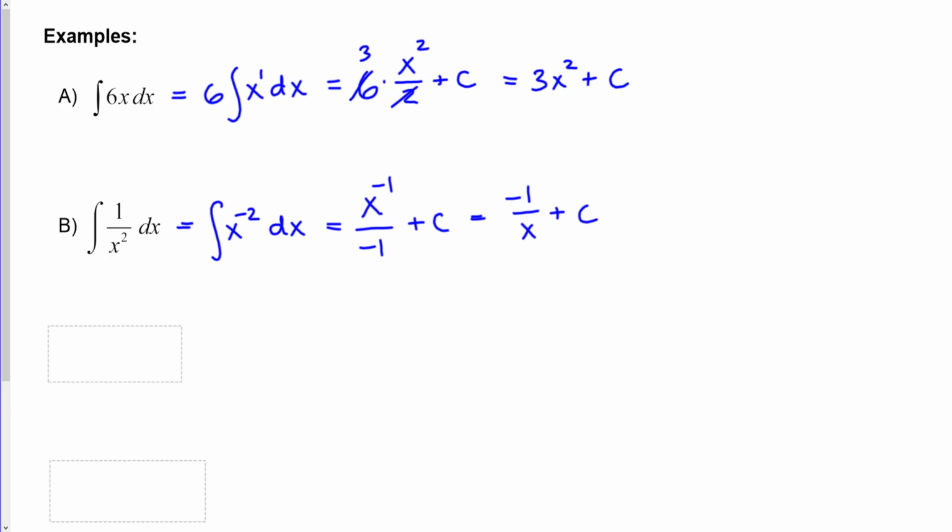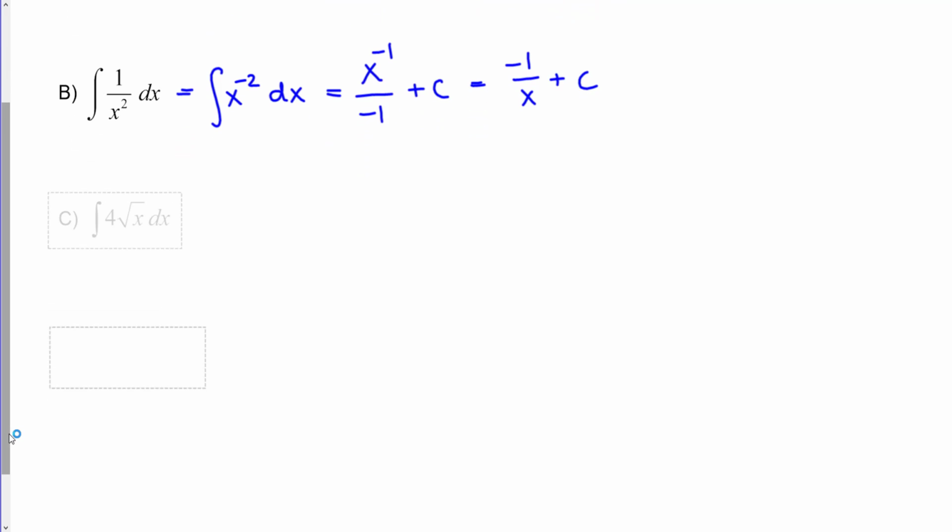C, 4 times the square root of x. This is another place where the power rule can be used. It will be 4 times the antiderivative of x to the 1/2 power instead. And that's going to be helpful here because now the 4 I can leave alone.